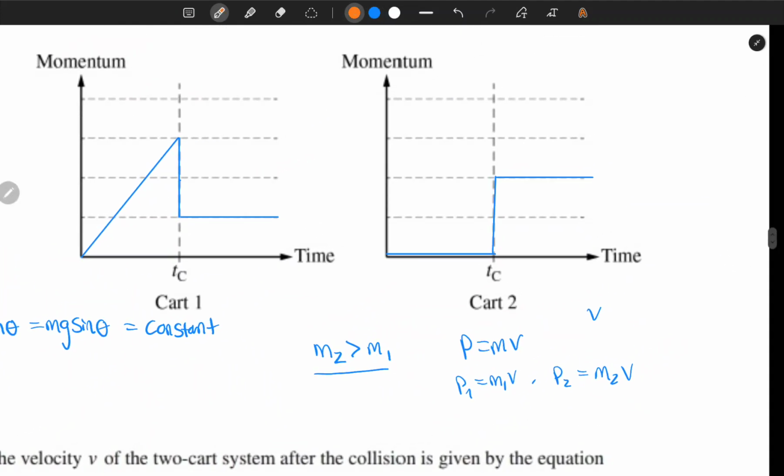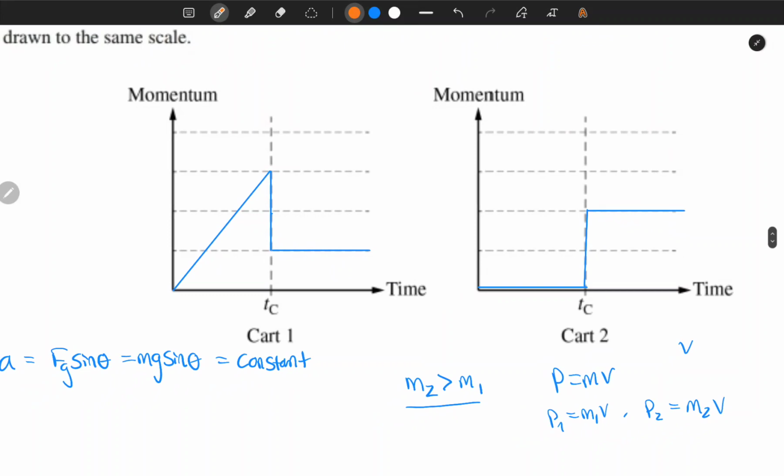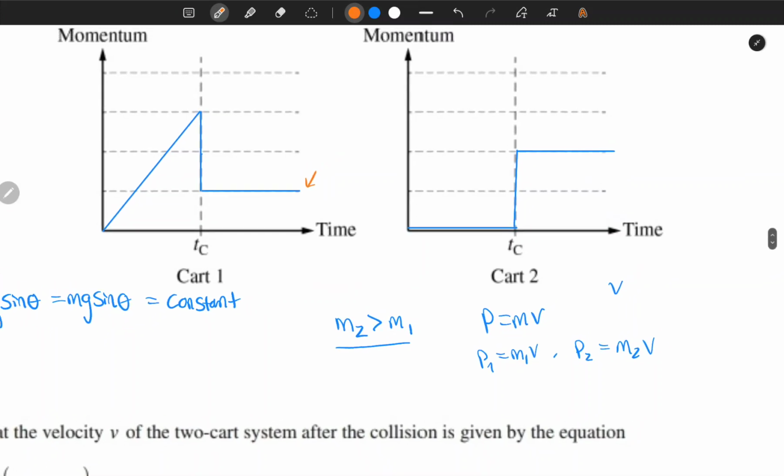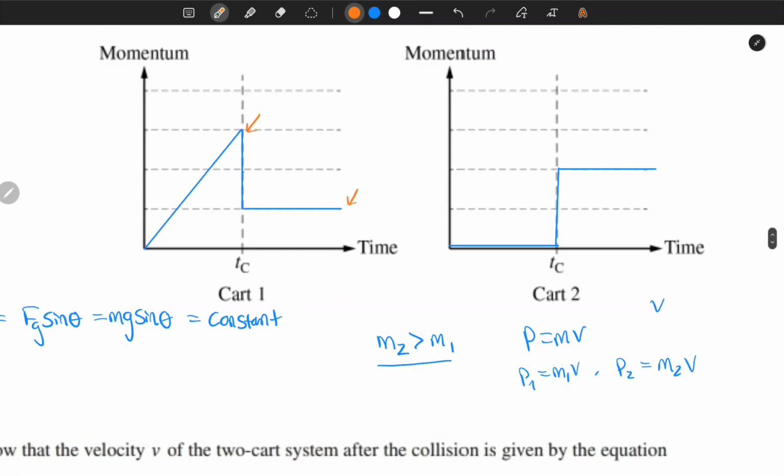For point distributions, students get 1 point for having this linear line of momentum for cart 1 and this flat line for cart 2. So collectively, that gives students 1 point. Next, students get 1 point for noting that for times after tC, cart 1 must have a smaller momentum than it did at t equal to tC, and it must be horizontal. So that would give 1 point.